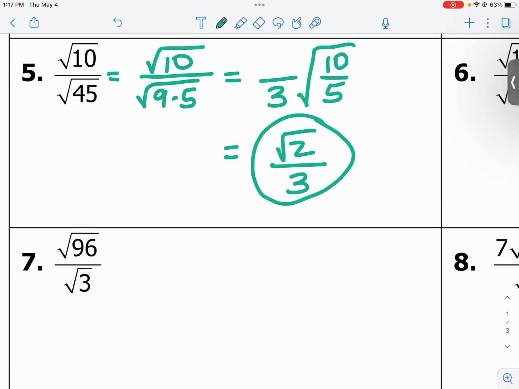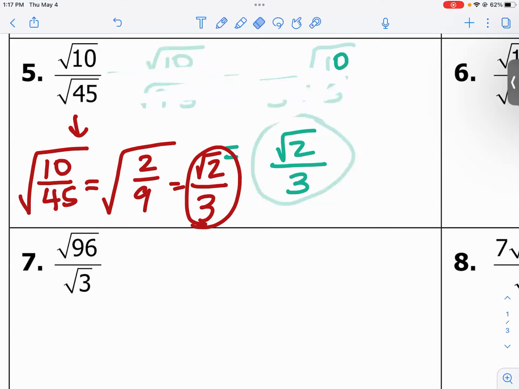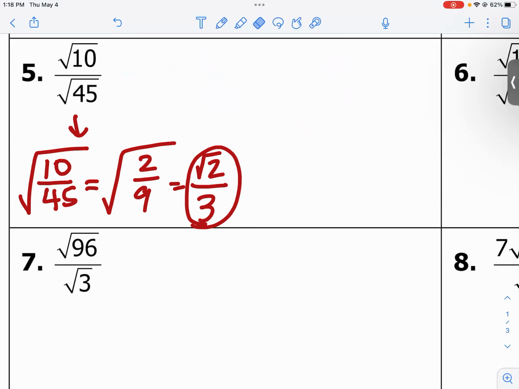You don't like fractions? So maybe you would like this better. Maybe we just go straight to, this is the square root of 10 over 45. And we reduce 10 over 45. Well, they're both divisible by 5. So 2 over 9. Okay, so we have the square root of 2 over the square root of 9. Is that better? That's awesome. You like that one better? That was the way I did it. Okay, so this is maybe a little bit more efficient. So maybe if you like that way better, let's get rid of the teal and let's go with what's in red. Does that sound okay?